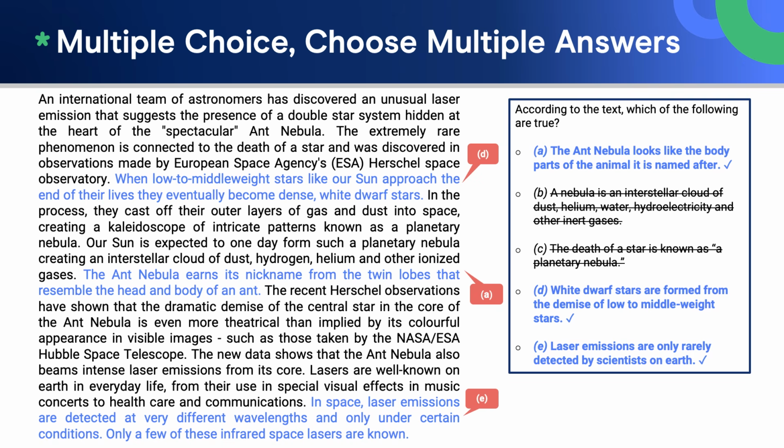Let's see why E is also right. Answer option E says, laser emissions are only rarely detected by scientists on Earth. And there's a part of the text that says, in space, laser emissions are detected at very different wavelengths and only under certain conditions. Only a few of these infrared space lasers are known. These two statements are saying the same thing.